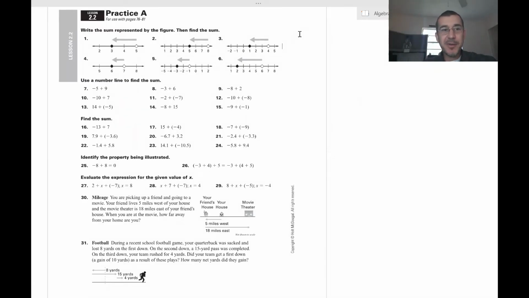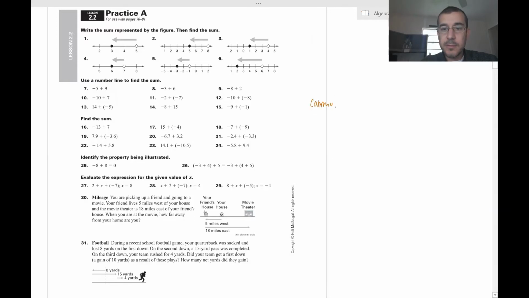This is Oliver. We are starting section 2.2 today, which is about adding real numbers. So before we start solving practice A of 2.2, I'd like to discuss for a minute or two the properties involved in adding real numbers. One of the properties is called the commutative property.